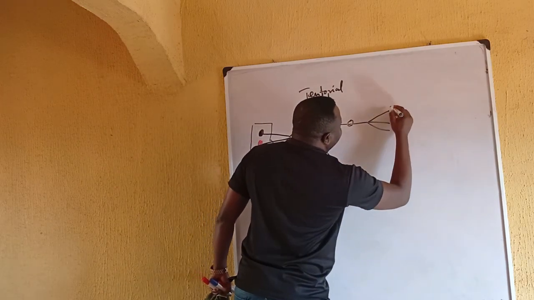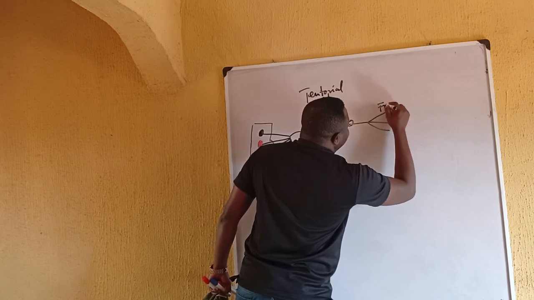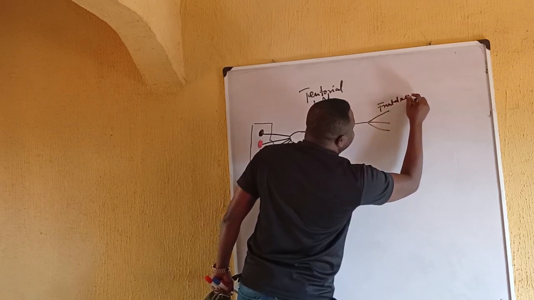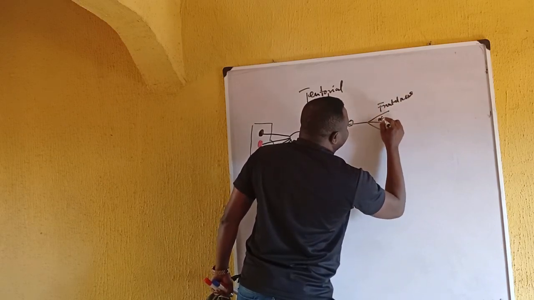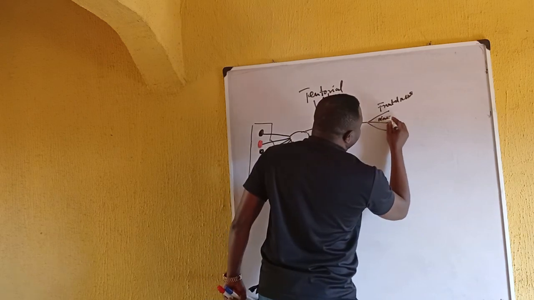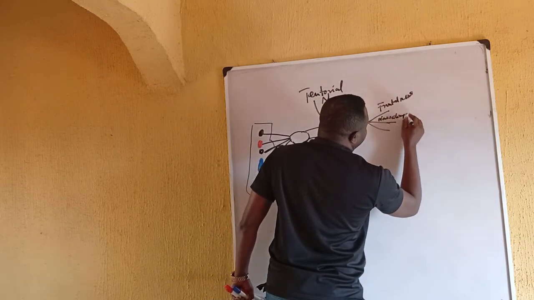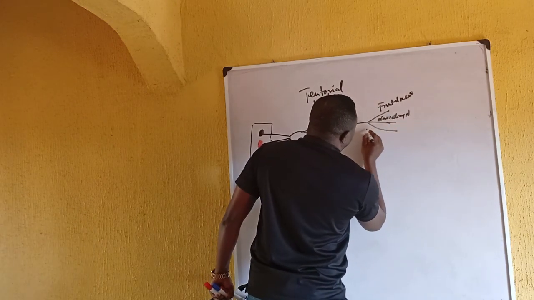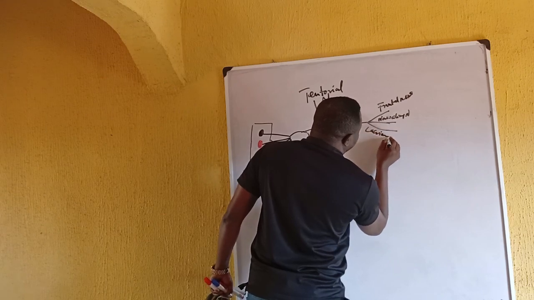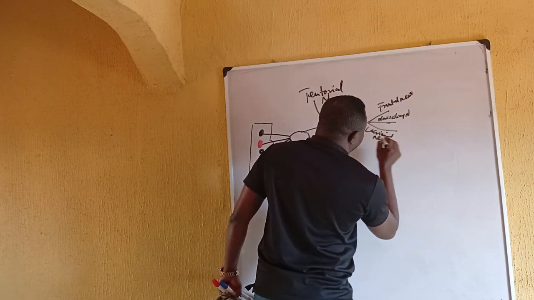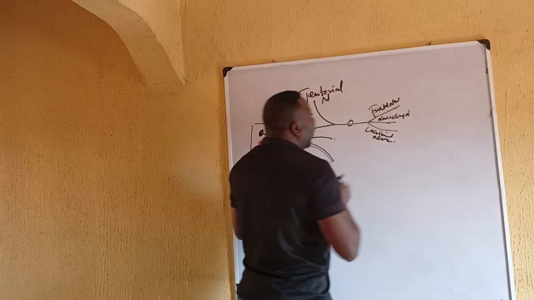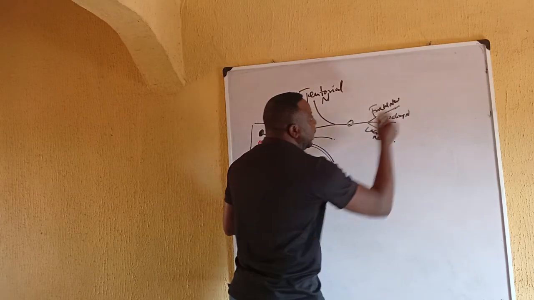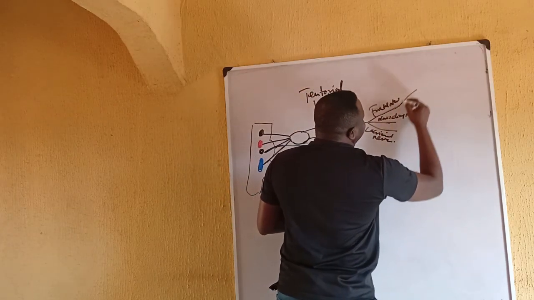The first one is called the frontal nerve. This other one is called the nasociliary nerve. And then this one is called the lacrimal nerve. Now, the frontal nerve is further divided into two.